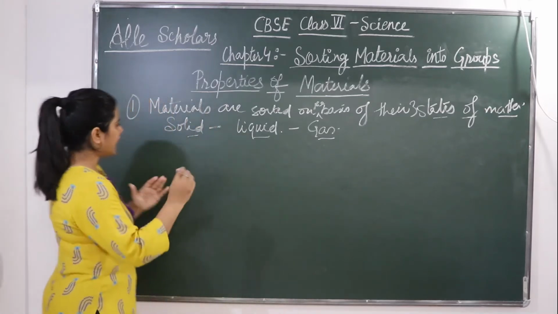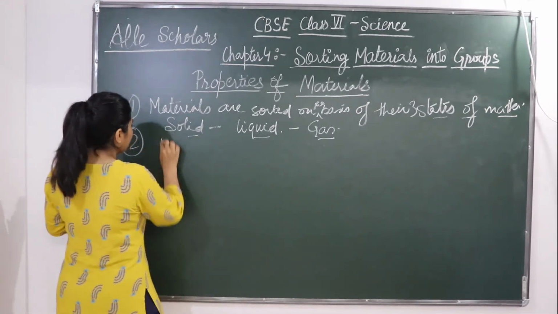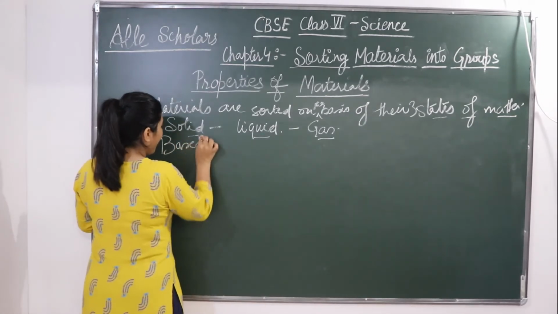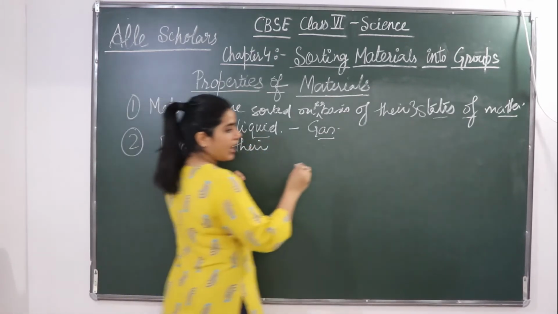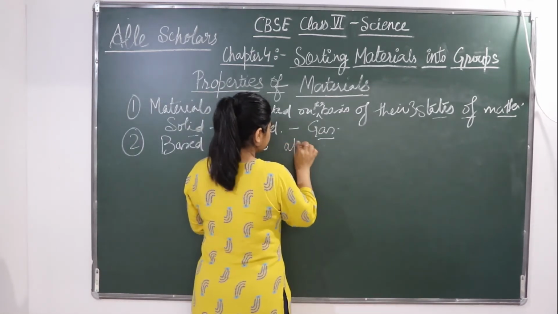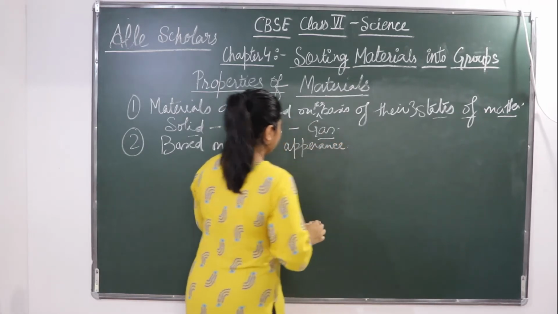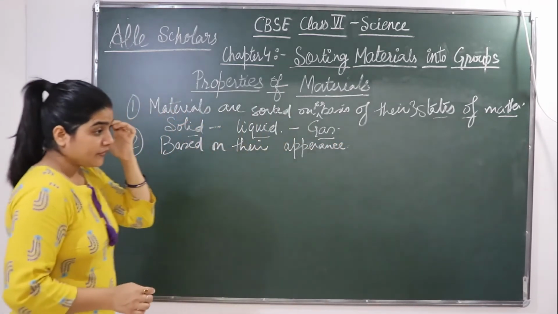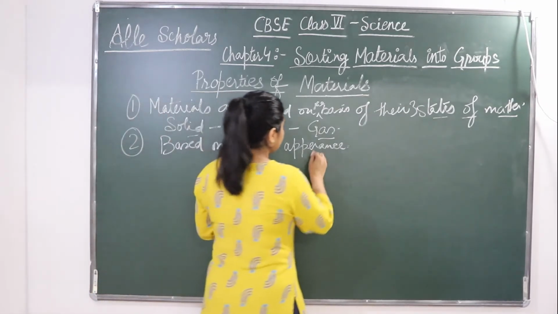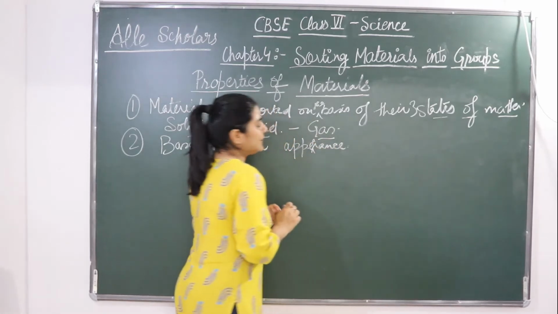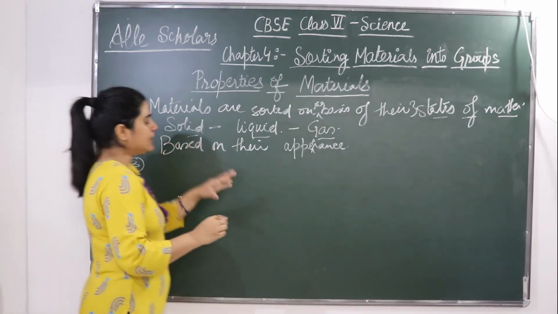Okay, so the second category of sorting of material is based on their appearance, how they are appearing, how they look, means what is their look.